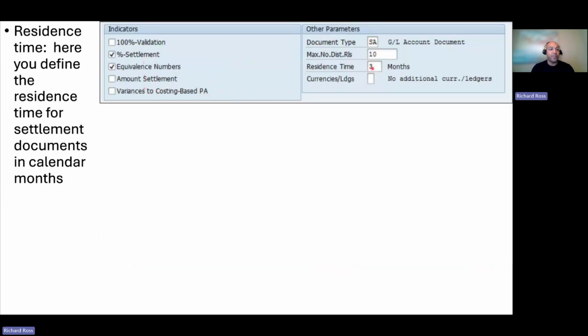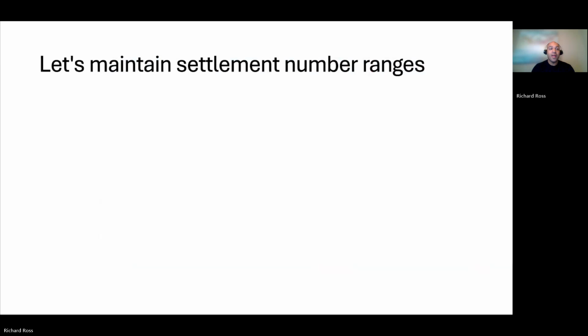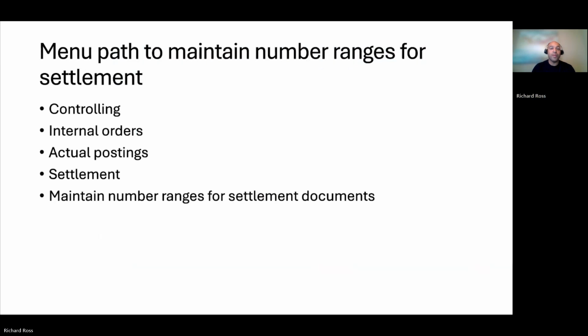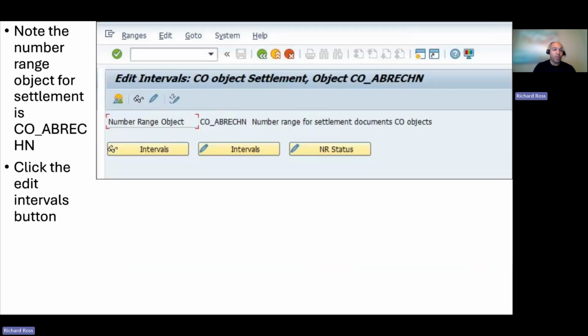Residence time. Here you define the residence time for settlement documents in calendar months. Let's maintain settlement number ranges. Menu path to maintain number ranges for settlement: Controlling, internal orders, actual postings, settlement, maintain number ranges for settlement documents. Note, the number range object for settlement is this one. Click Edit Intervals.